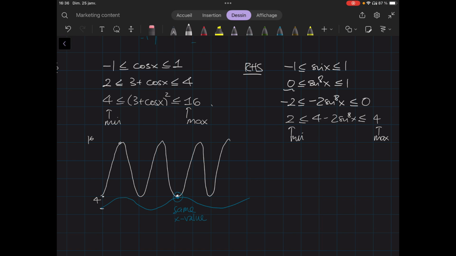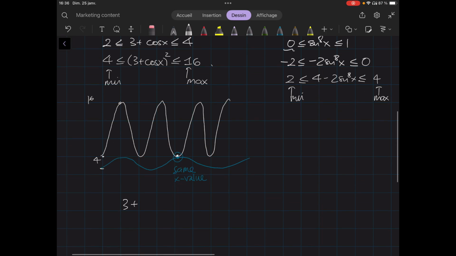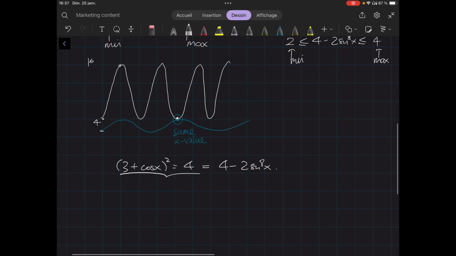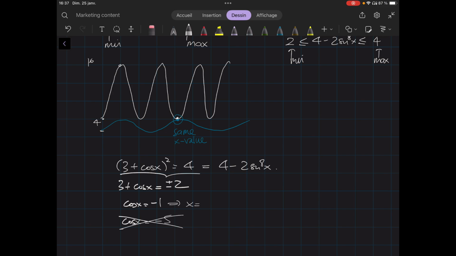So for this to be true, (3 + cos x)^2 has to be equal to 4, and this has to be equal to 4 minus 2 sine to the 8 of x. Solving the first part, cos x is equal to -1 or cos x is equal to -5. Cannot take that. So x has to be equal to pi.